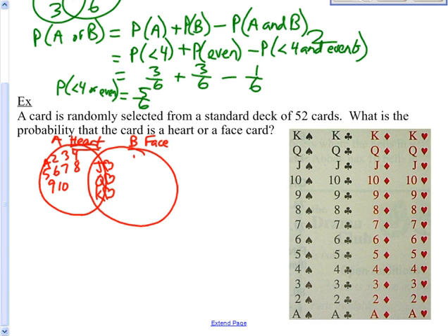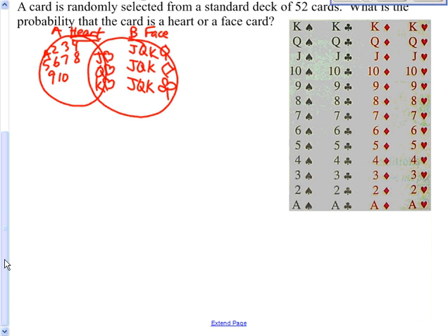Jack, Queen, King of spades next. Jack, Queen, King of diamonds. Jack, Queen, King of, who am I missing here? Our clubs. Anyways, see how there's that intersection of Jack, Queen, King of hearts there? So what's the probability that the card is a heart or a face card? This is a compound event.